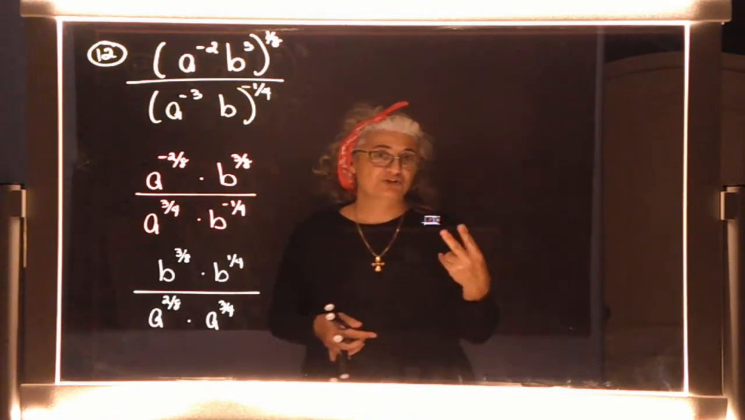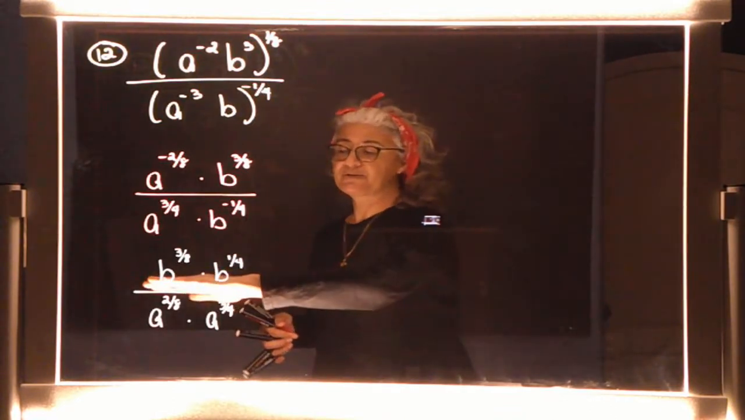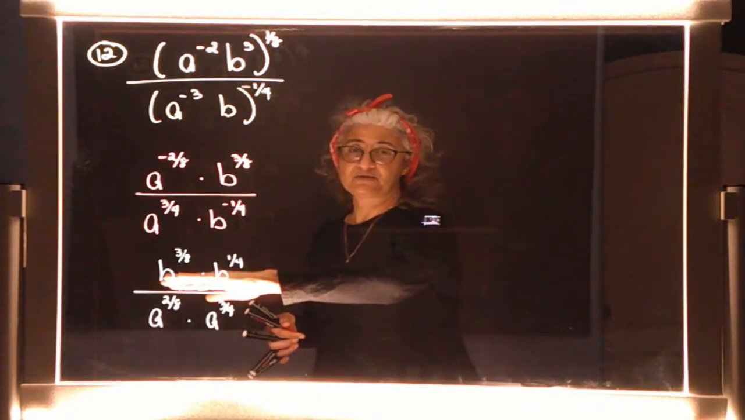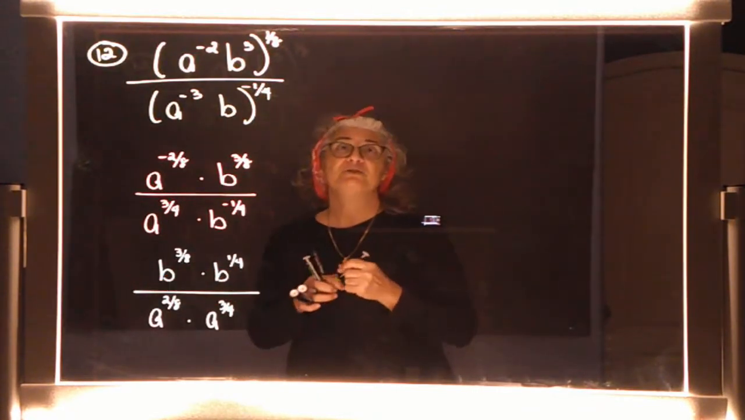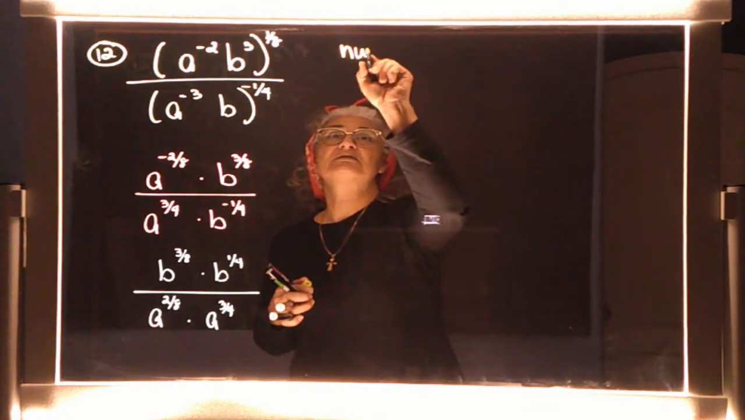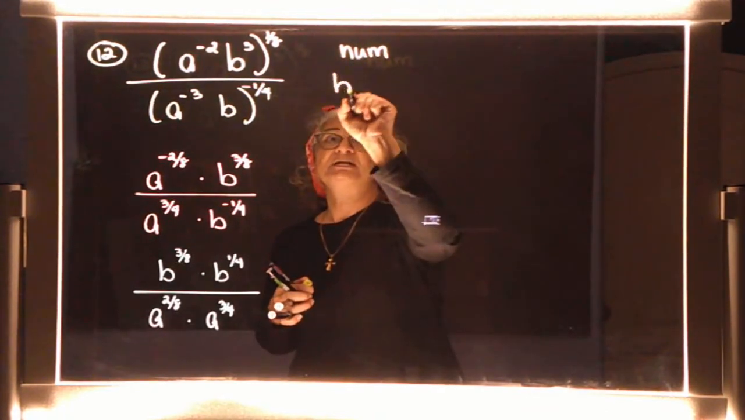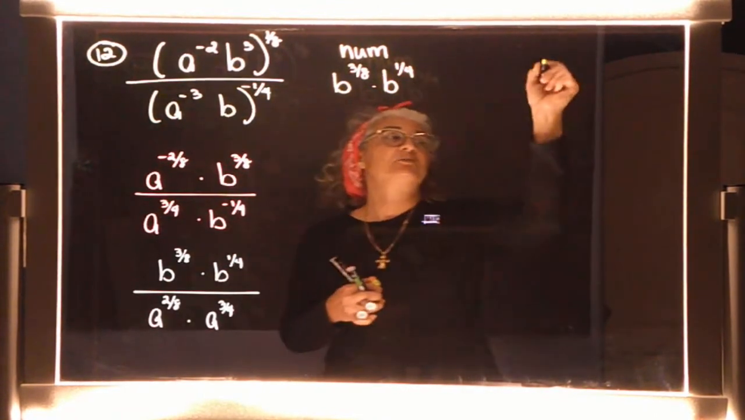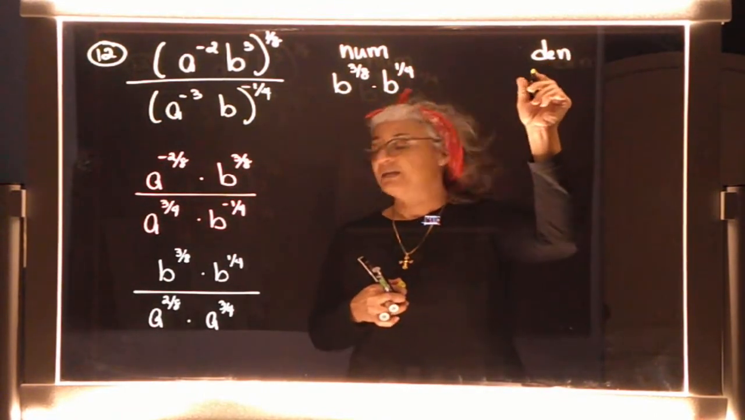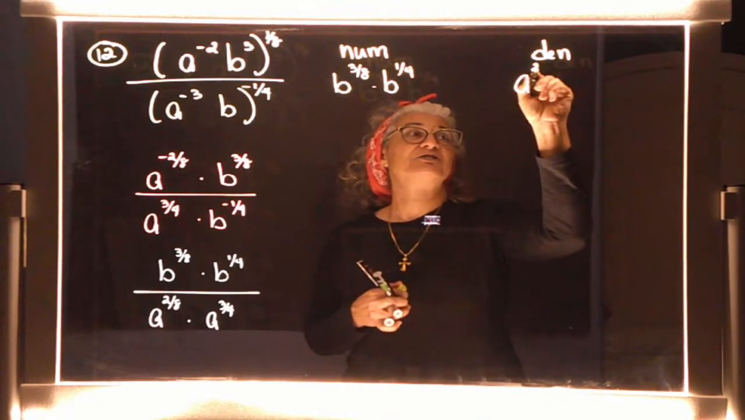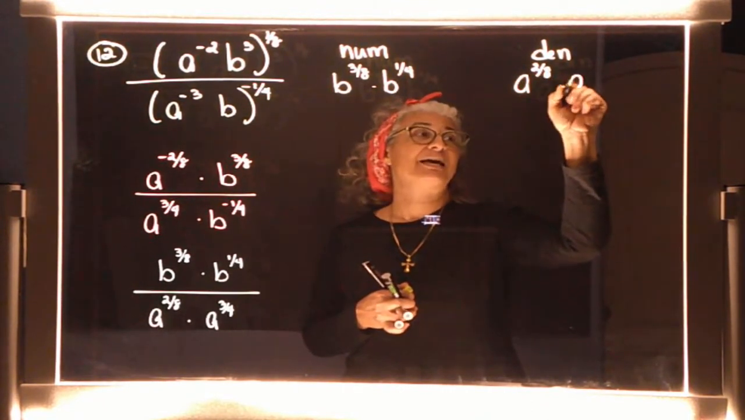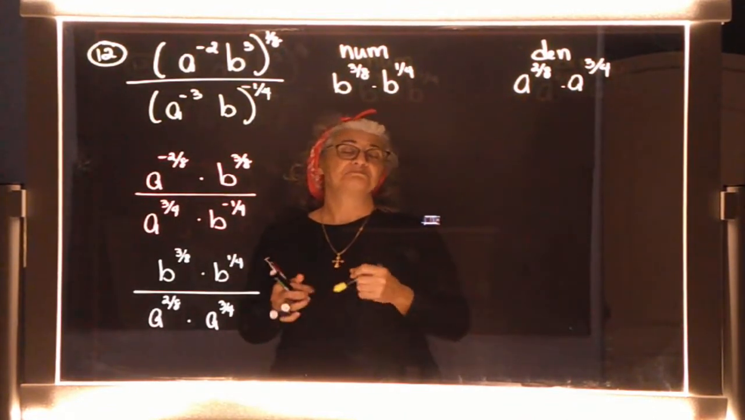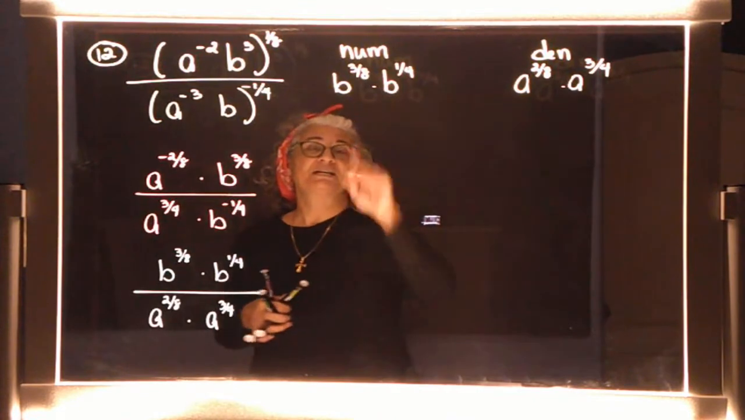So it kind of looks like a two-part problem. In the numerator, I'm multiplying b to the 3/8 times b to the 1/4. So I have a numerator problem to deal with, and that is b to the 3/8 times b to the 1/4. But then I've got a denominator problem, and that looks like a to the 2/8 times a to the 3/4, right? Okay, so let's tackle these two problems. Let's do this first one.